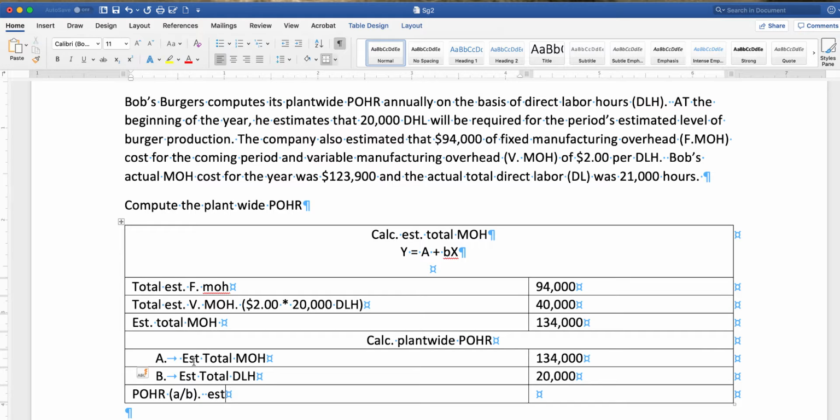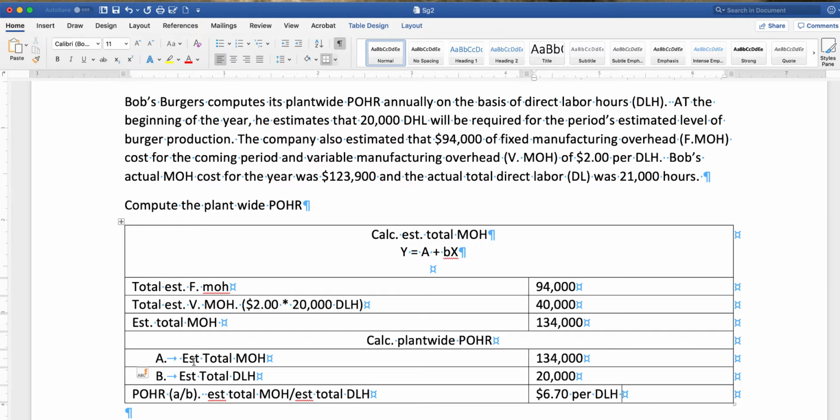Estimated total MOH divided by estimated total direct labor hour. 134,000 divided by 20 gives me $6.70 per direct labor hour. So we would apply $6.70 based on what was actually incurred, the 21,000. That's how you apply it.